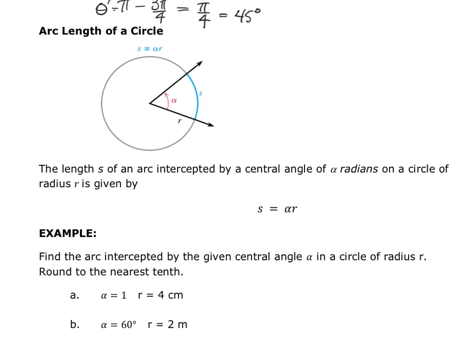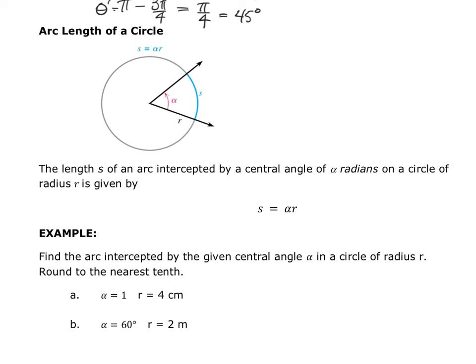So the next thing that we have is the arc length. There's actually quite a lot in this section. The next thing we're going to be looking at is the arc length. So the arc length is given by S, as how we denote it, and alpha is the angle in radians.